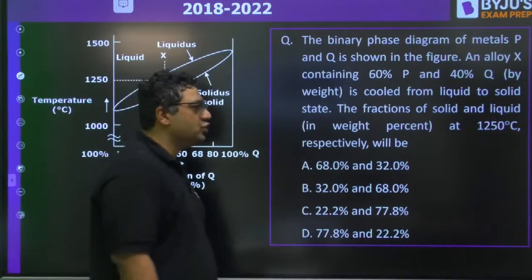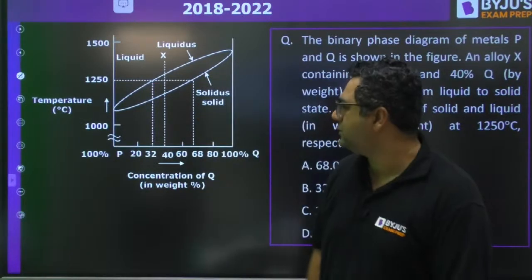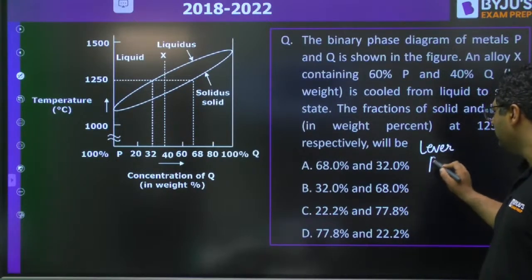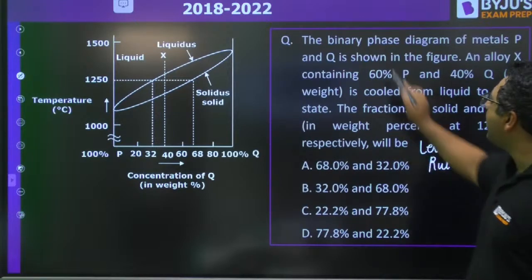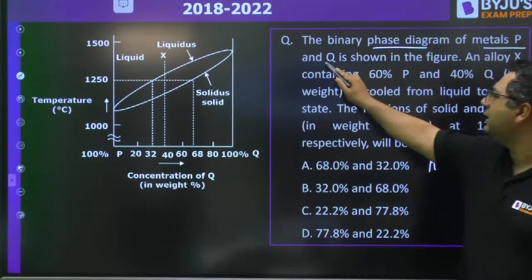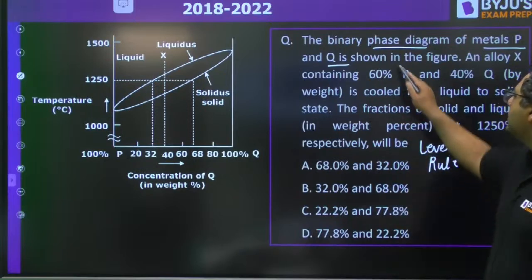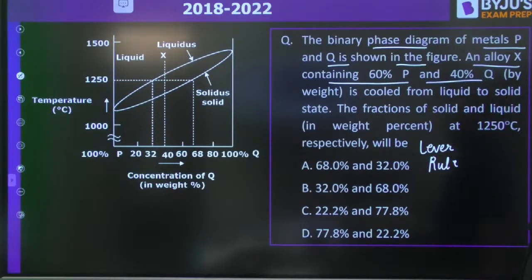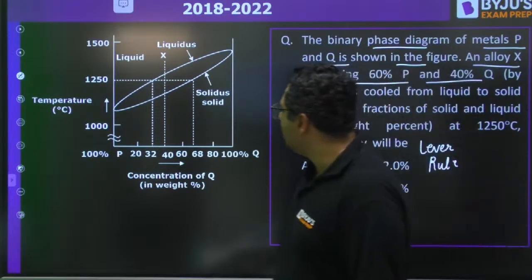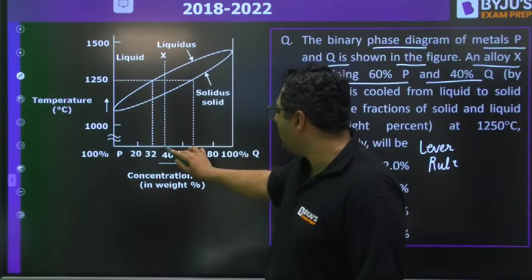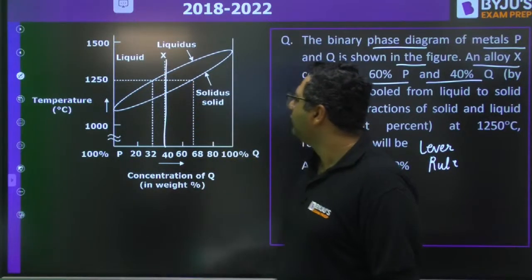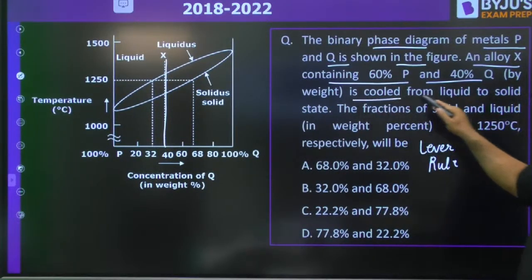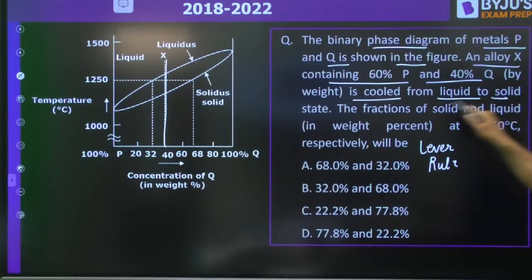This is a direct question from the phase diagrams, the lever rule. You can see the binary phase diagram of metals P and Q. An alloy X containing 60% P, 40% Q is shown in the figure. So this is saying one alloy is given, the alloy which is 60% A, 40% B, and it is cooled from liquid to solid state.